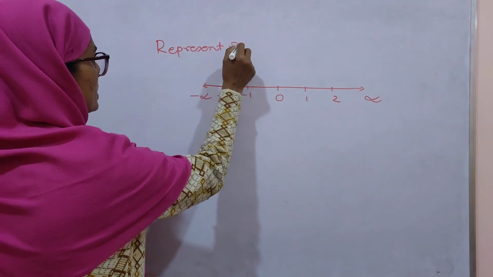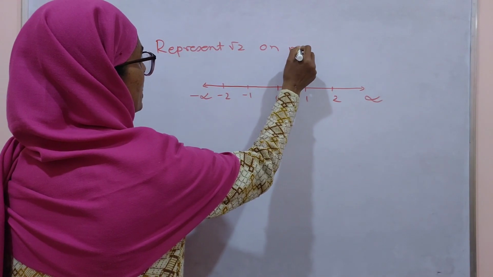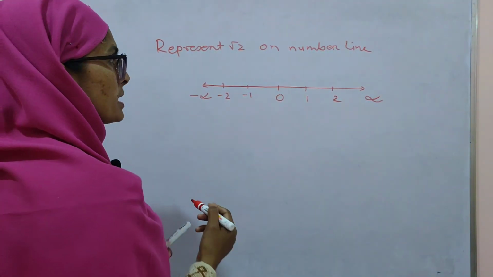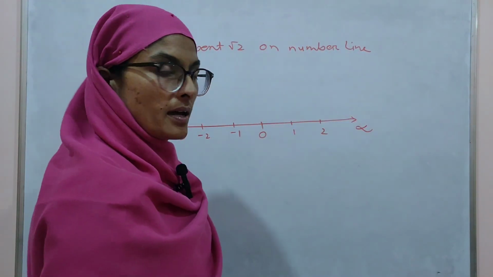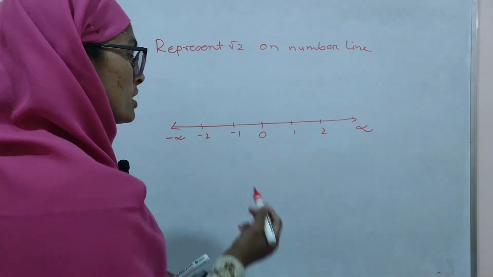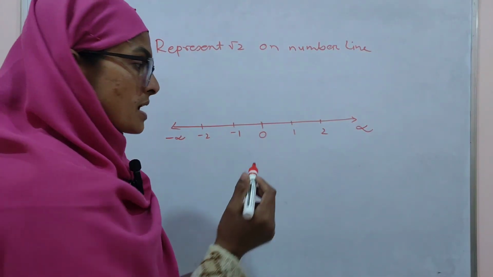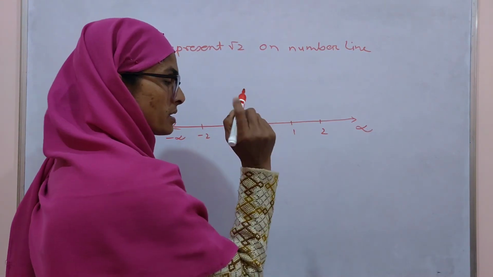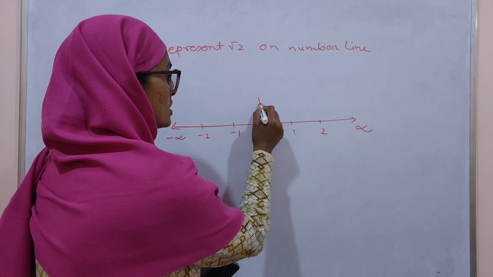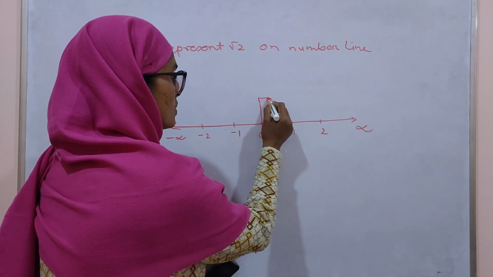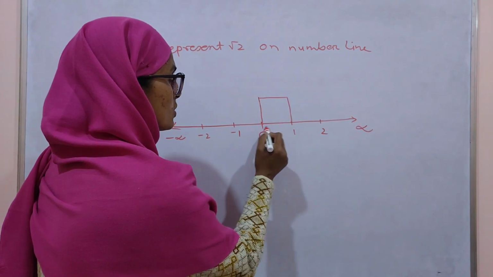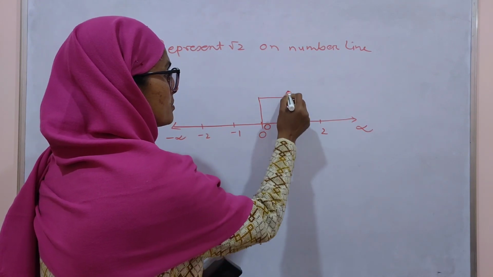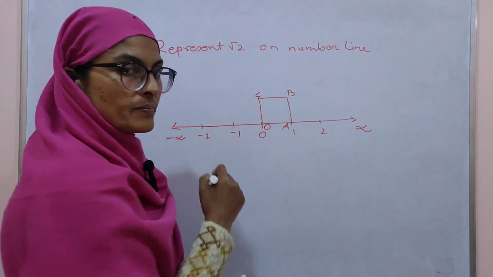Represent root 2 on the number line. How can you represent root 2 on the number line? First you have to draw a number line. Then draw a square of side 1 unit, say from here to here is 1 unit. Label the vertices O, A, B and C.